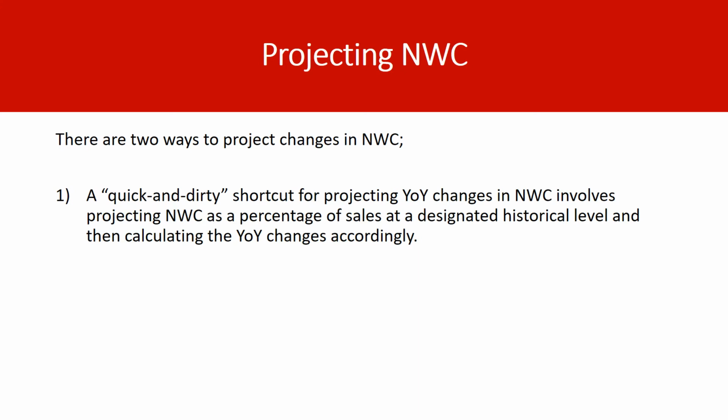The easy way, the quick and dirty way, which you've probably learned at the undergraduate level, is essentially the shortcut for projecting year-over-year changes in net working capital. It involves projecting net working capital as a percentage of sales at a designated historical level and then calculating the year-over-year changes accordingly. And so the change is based upon the change in sales growth, the top line growth.